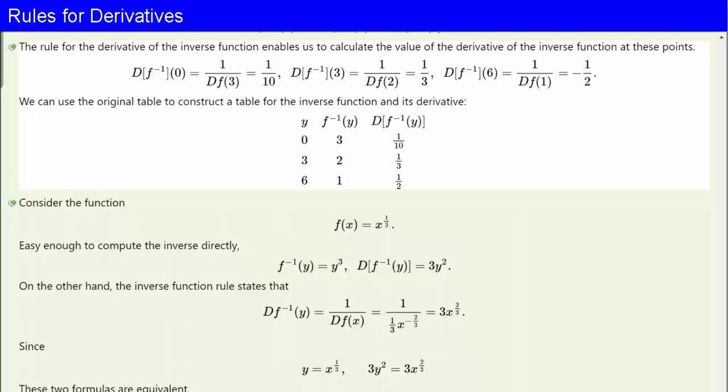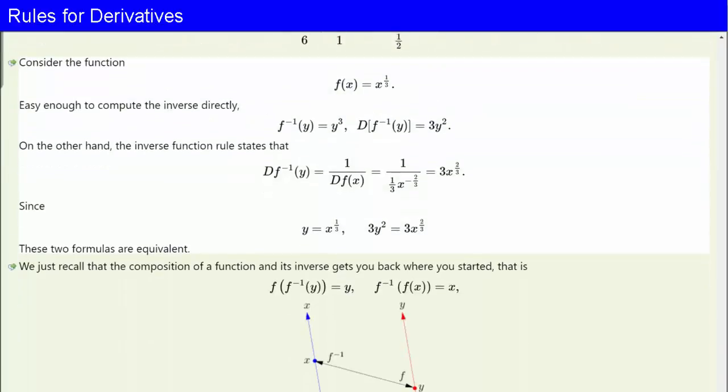When dealing with functions defined by formulas, the situation is more subtle. Consider the function f of x equal x to the 1/3. Then it is easy enough to compute the inverse directly. f inverse of y is y cubed, and the derivative of f inverse of y is 3y squared.